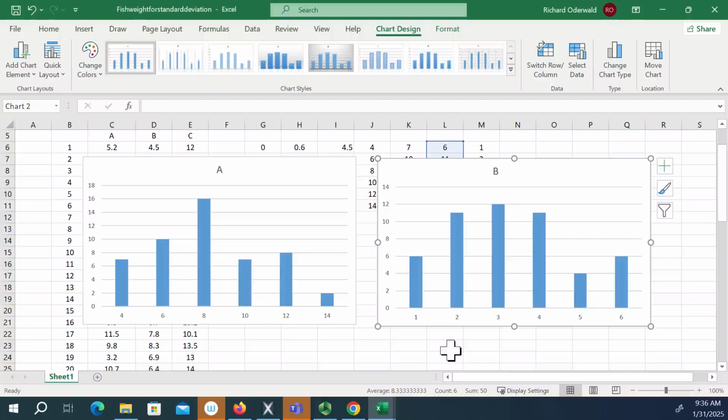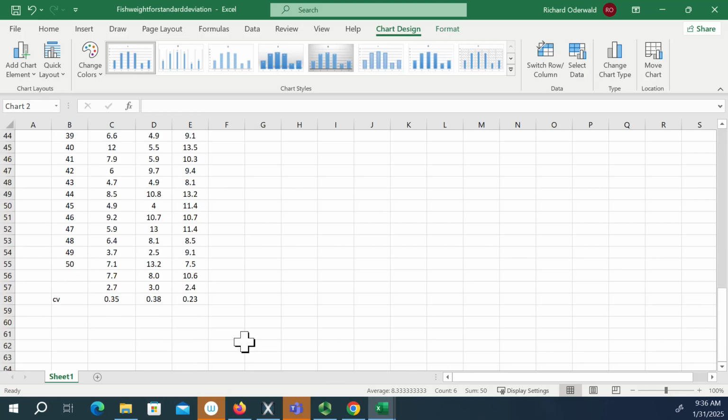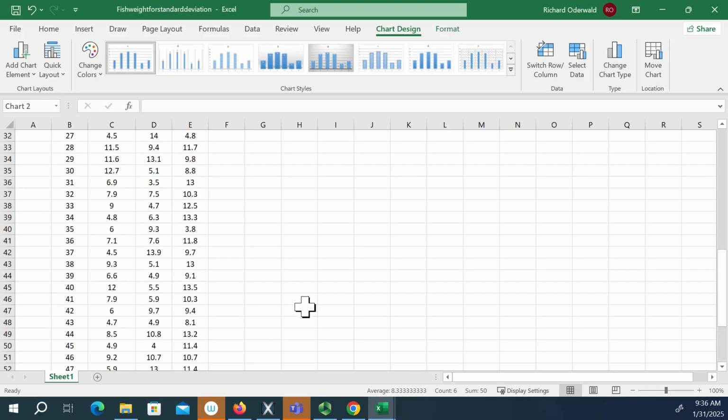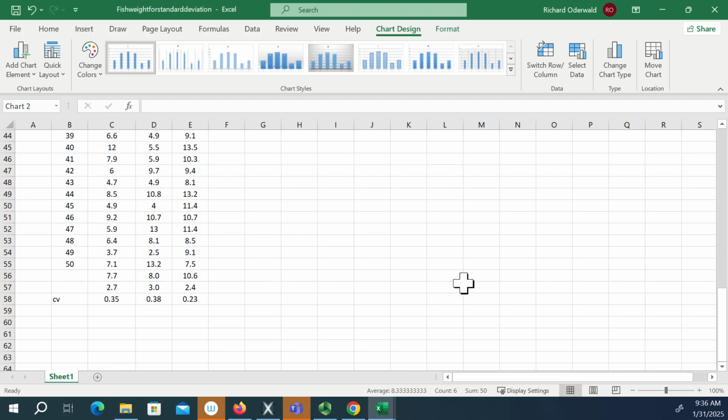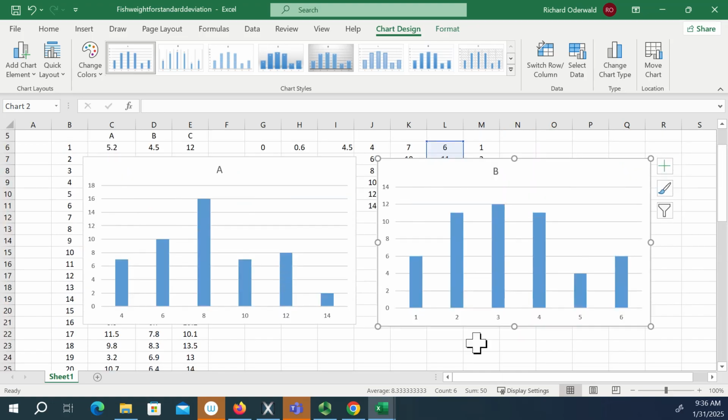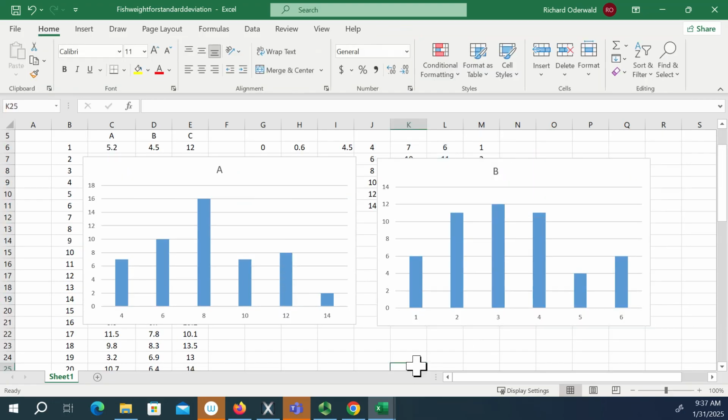What's population B look like compared to population A? Look at the average. With 7.7 for A, and it is 8 for B. Standard deviation is 2.7 in A and 3 in B. They're very similar. The spread is very similar. These heights are very similar.